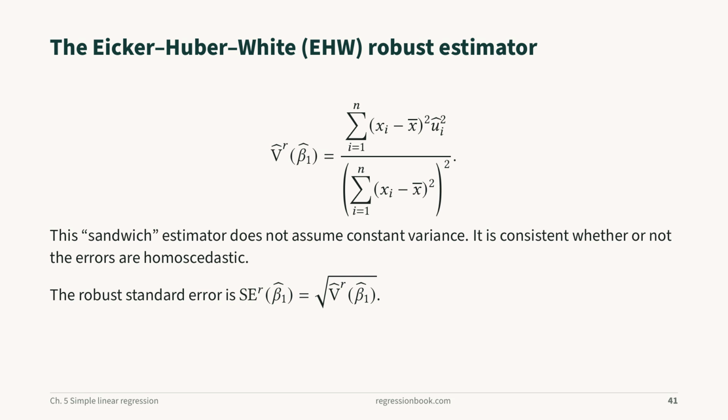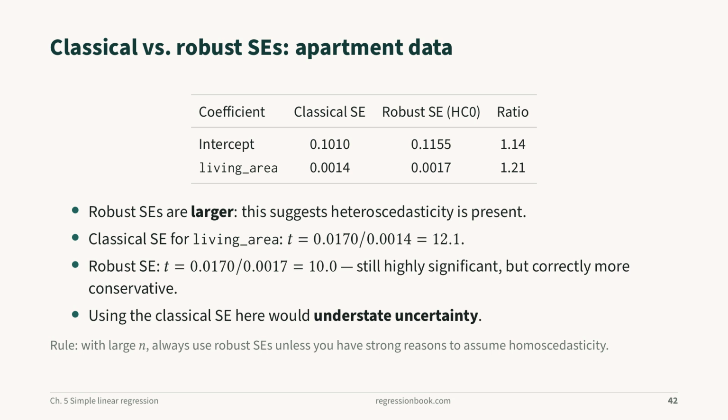The repair is the Eicker-Huber-White robust estimator, the sandwich formula displayed here. Squared deviations of x weighted by squared residuals over the squared sum of squared deviations. It assumes nothing about constant variance and is consistent whether or not the errors are homoscedastic. Its square root is the robust standard error, and it will be our default in large samples. For the apartments, the comparison is instructive.